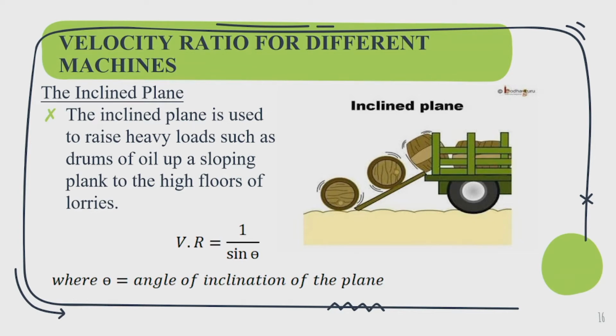Don't forget that the ground is serving as the horizontal. So the velocity ratio is equal to 1 over sine theta. That is for the inclined plane.